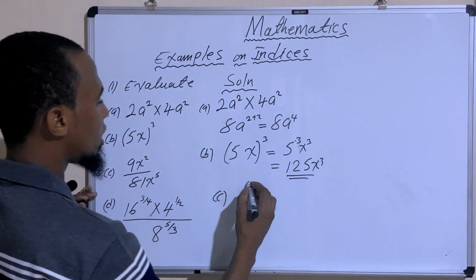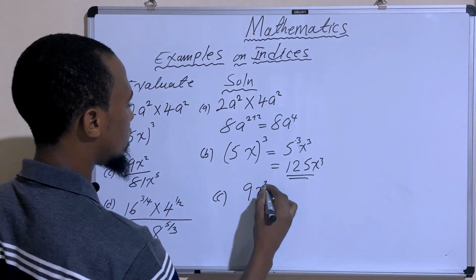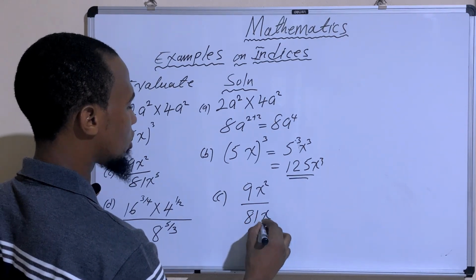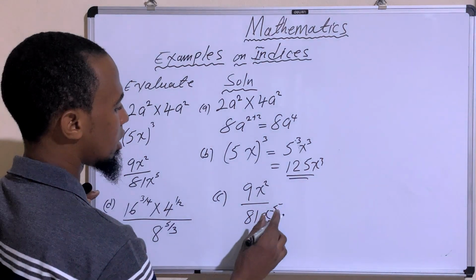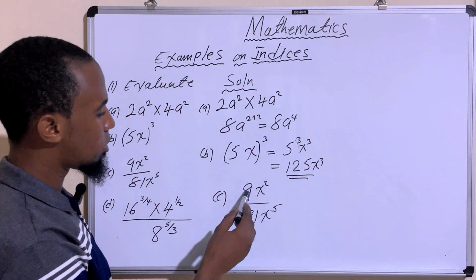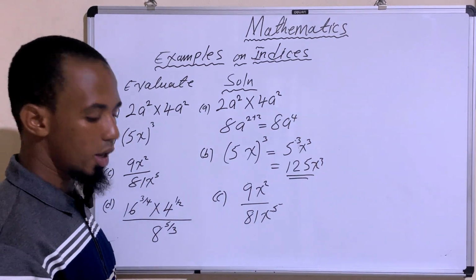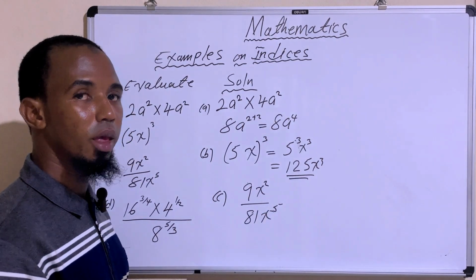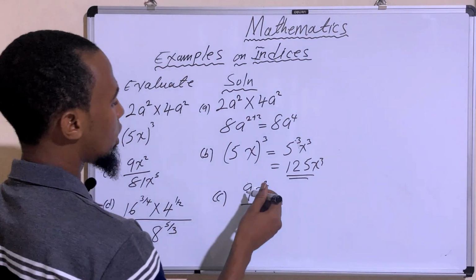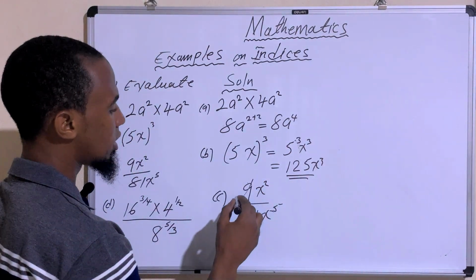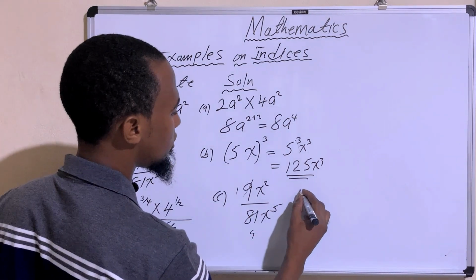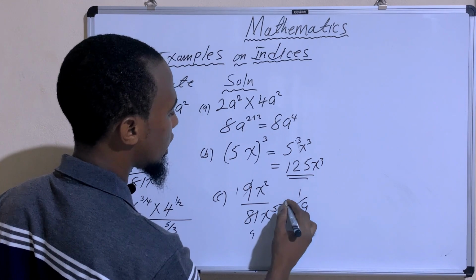Now we look at the third one, which is C. Letter C says 9x square divided by 81 x to the power 5. Now here we can do some division. When you look at the numbers 9 and 81, we can divide that, but these letters here we cannot divide them, but we can apply something here which is going to reduce the power. Now when you look at this 9 and 81, 9 into itself is 1, into 81 is 9 times, so that is going to give us 1 over 9.